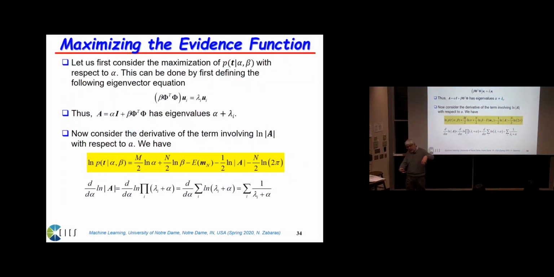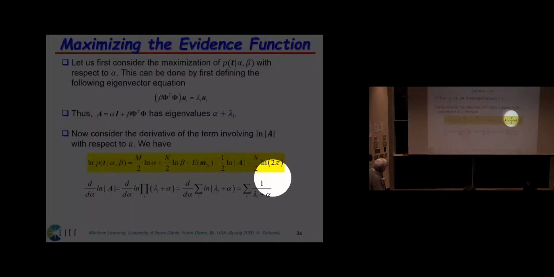For those who forgot their linear algebra, think that if you diagonalize the matrix in its eigenbasis, on the diagonal you're going to have lambda 1 plus alpha, lambda 2 plus alpha, etc. In the eigenbasis you don't have off-diagonal terms, so the determinant becomes the product of lambda i plus alpha. The log of a product becomes a summation of logs, and if you take the derivative with respect to alpha, the derivative of the log is 1 over lambda i plus alpha, so you get a summation of that nice thing. Very nice, so we got rid of this derivative.